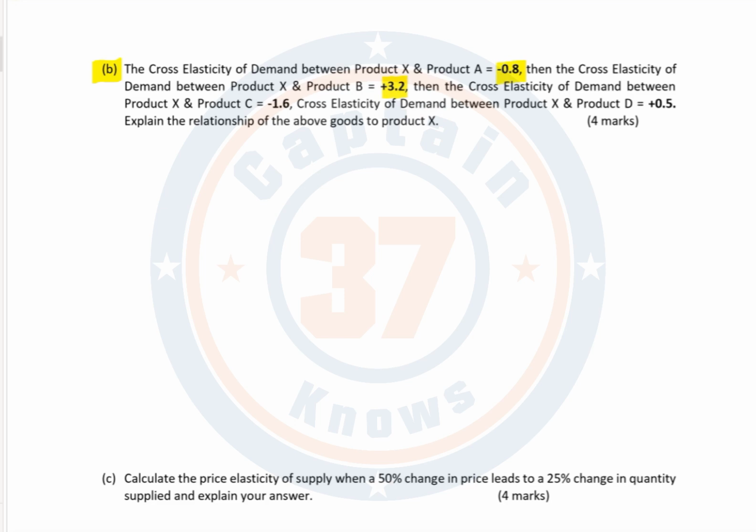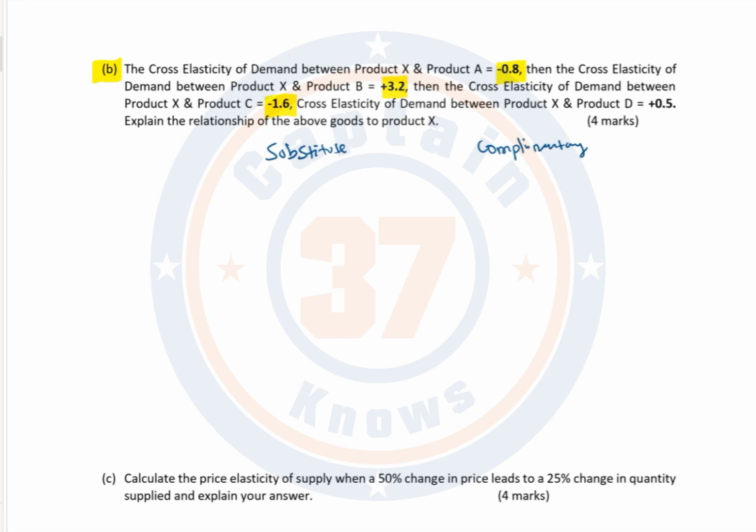3.2 and negative 1.6. It is important as a student, as you study, not to be intimidated by what you see. Take time to understand the question and figure out what it is that is being required in that particular question. When you look at this particular question, this question brings in the topic of substitute products and complementary products. Complementary. I hope that's the correct spelling.